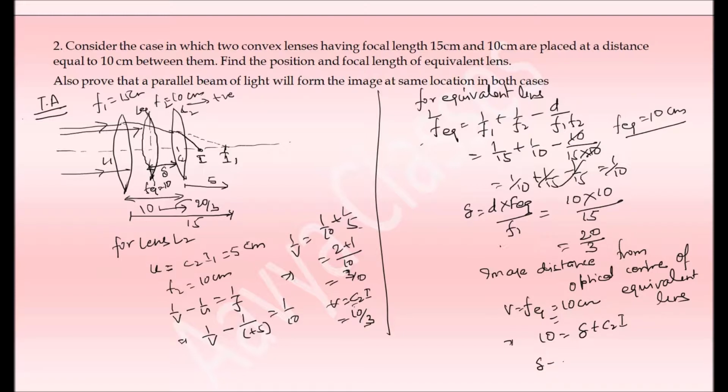So we will calculate first delta plus C2I. Delta is equal to 20 by 3, and C2I is equal to 10 by 3. If you add them, it's 30 by 3, which is equal to 10. So clearly the image formed by this equivalent lens is at its focal point, and it forms the image at the same location. So in both ways we can solve the problem. If you have to calculate the equivalent lens, then you just apply the formula along with the consideration of sign, and then you also need to calculate the position of the equivalent lens from the second lens.